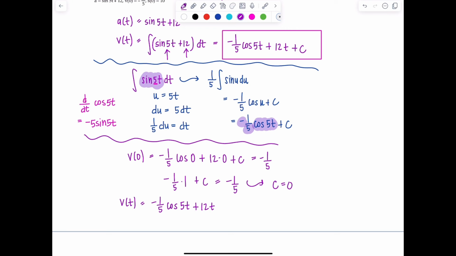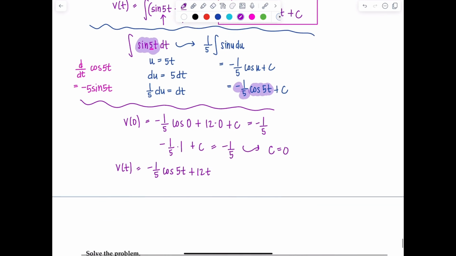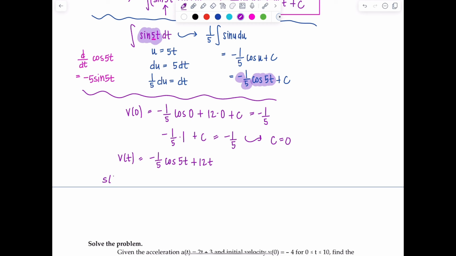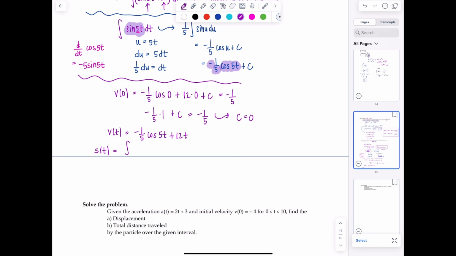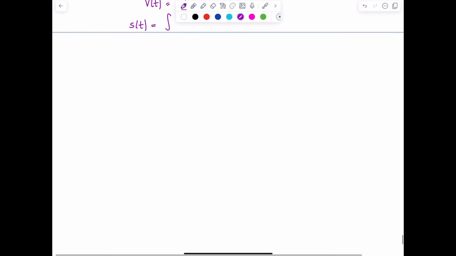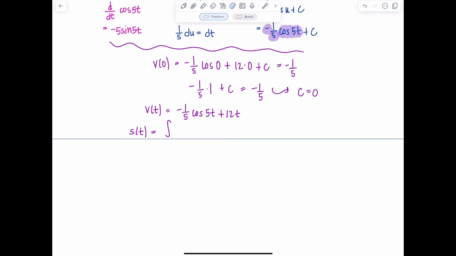All right, we are almost there. Now we need one more antiderivative to get the position function. So s of t is going to be antiderivative. You know what, let me just properly add a page. This is feeling chaotic to me. Okay, so s of t, scoot down here, is going to be the antiderivative of the velocity function. Let's write it out nicely: negative 1/5 cosine 5t plus 12t. Don't forget, you have to put a dt. You need that differential there.